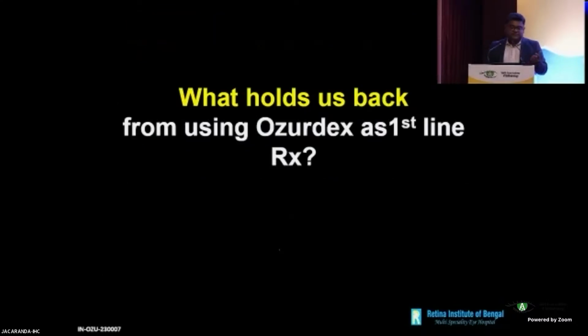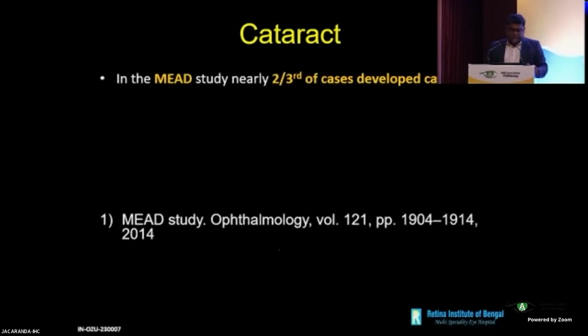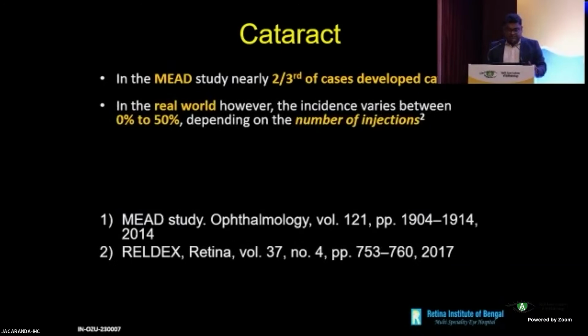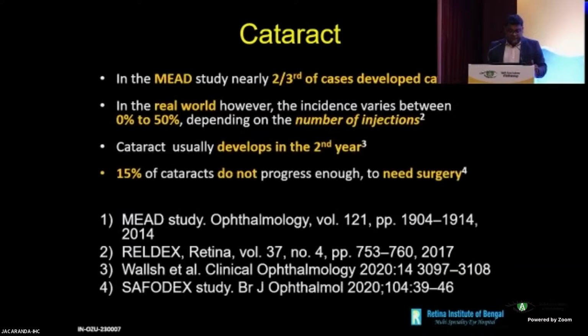Then what holds us back? I think all of us will agree, the fear of complications. If we come to cataract, in the MEAD study, 2/3 of the cases developed cataract, but in the real world, the incidence of cataract is 0 to 50%, and it depends primarily on the number of injections you use. Most importantly, these cataracts usually develop in the second year, and in many patients the cataract doesn't progress to visually significant levels where you will do a surgery. But then, cataract is probably not what holds us back.